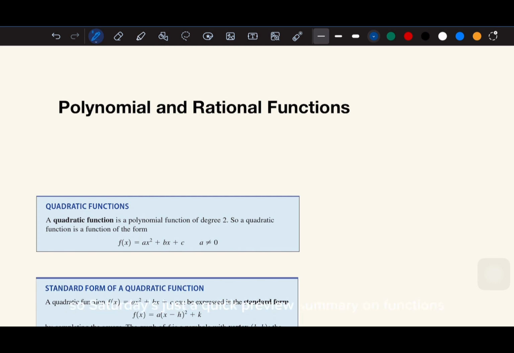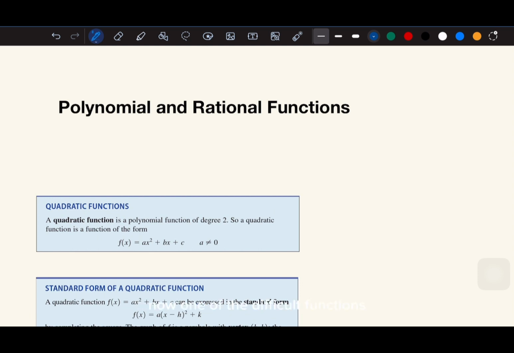So Saturday is just a quick review, a summary on functions, what we are going to have, and what the emphasis on functions is. The expectations are that you know how functions work, how to identify functions, how to transform functions, how to combine a function with other functions, and how to inverse functions. Basically, that is the section about functions.